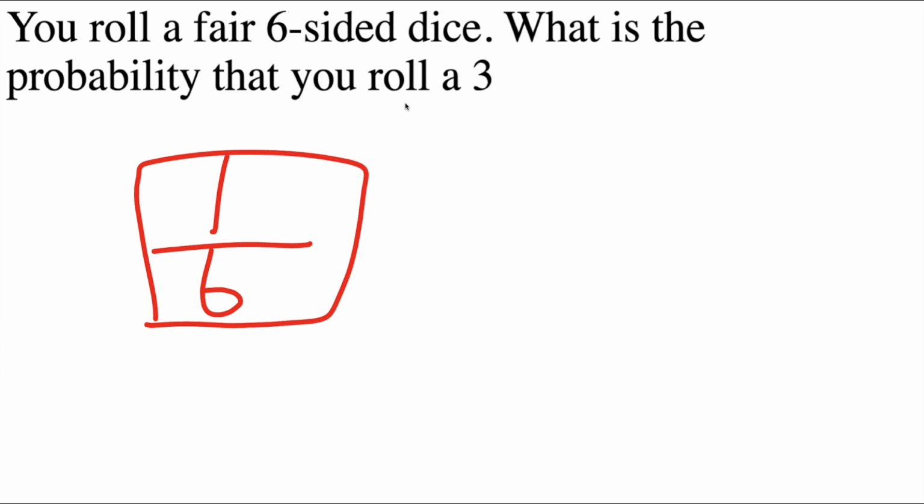The probability if you roll a 1 is 1 out of 6. 4, 1 out of 6. 5, 1 out of 6. And 6, 1 out of 6. And if you add all of them, you get 100%.